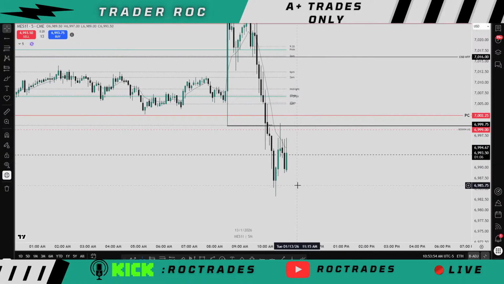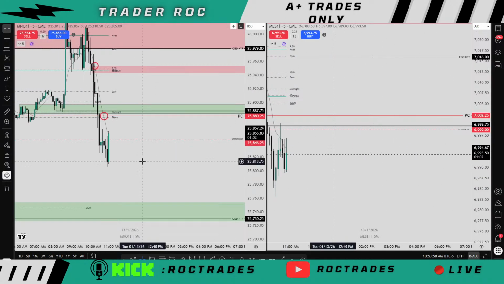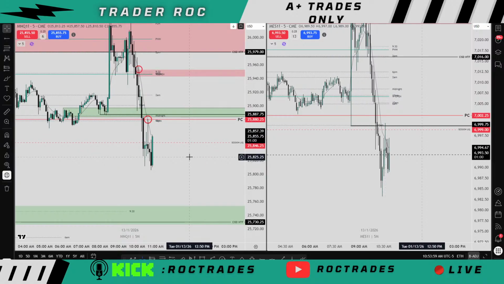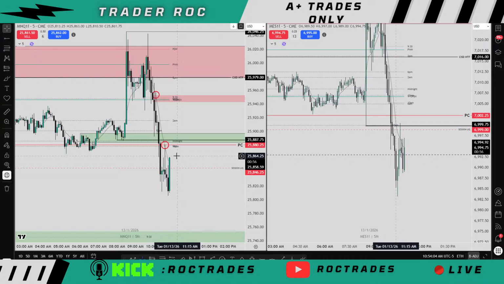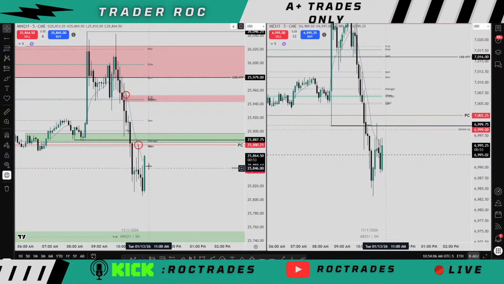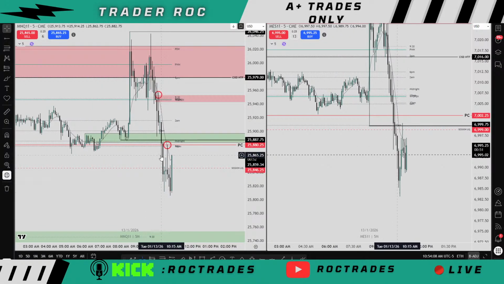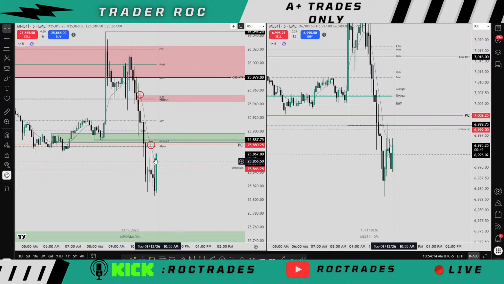This could be a short, no question. But for me, the one thing that makes me not want to short right now is just the time. The time plays a big factor for me, right? We took out a lot of liquidity for the first hour of 10 a.m. We just drive lower. I'm expecting some sort of drive back higher to form some sort of manipulation, because if you notice, there was no manipulation higher on the.